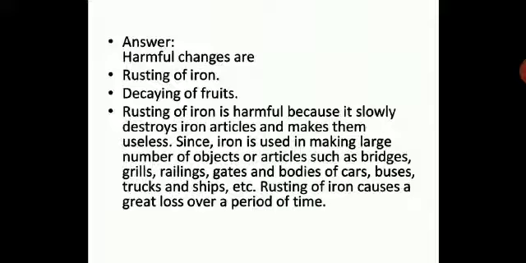Next, why do we consider rusting of iron harmful? Because it slowly destroys iron particles and makes them useless. Iron is used in making large numbers of objects or articles such as bridges, grills, railings, gates, and bodies of cars, buses, trucks, and ships, etc. See, at so many places you find application of iron, and because of the rusting process, a chemical change which happens naturally, it is going to give you a huge monetary loss because so many things are made of iron. Rusting of iron causes a great loss over a period of time. That is how it is harmful to us.